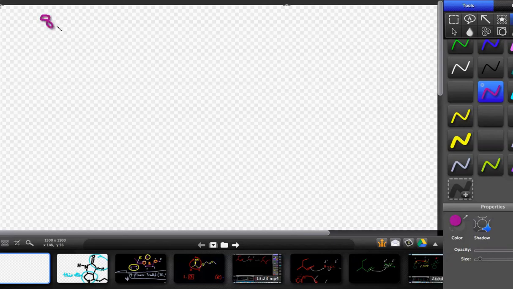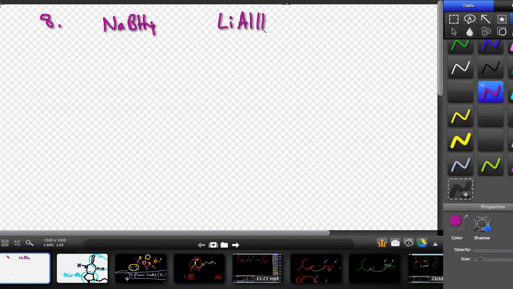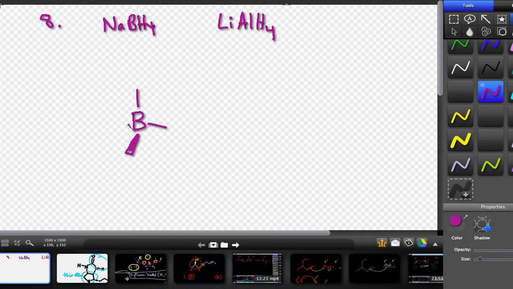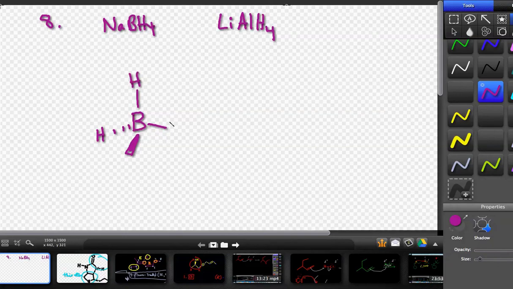So number 8, we have formal charge in boron, NaBH4, and also the formal charge in aluminum in LiAlH4. Remember, these are both used to reduce aldehydes and ketones to alcohols. In boron, you have a tetrahedral complex where boron is making 4 single bonds to 4 different hydrogen atoms.